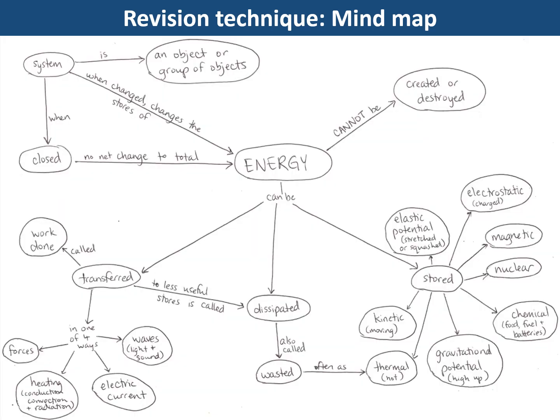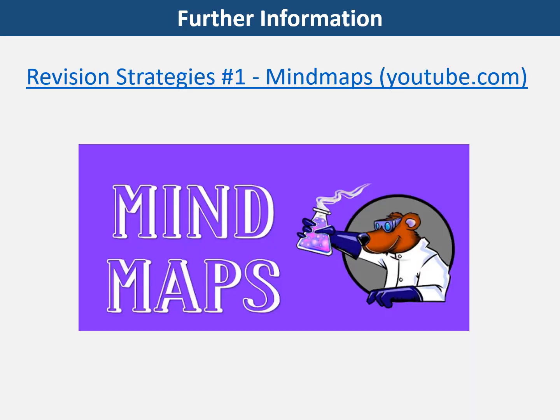Here is a completed mind map as a first draft of one created on the topic of energy. You can see the bubbles where information is recalled and the arrows that link this knowledge. This is a useful video on YouTube which explains the process of mind maps and gives a visual demonstration of how one might be created. The link can be found on the website in the introduction to this presentation.